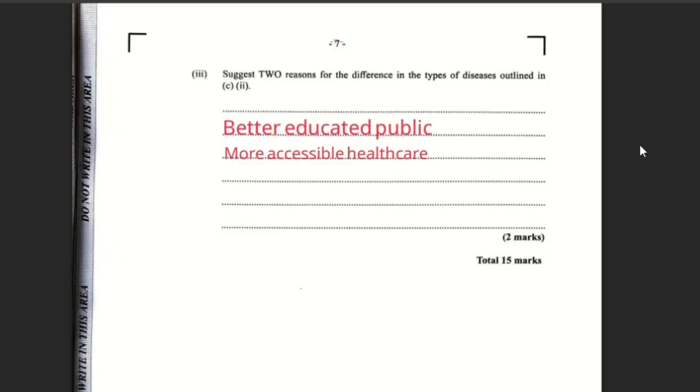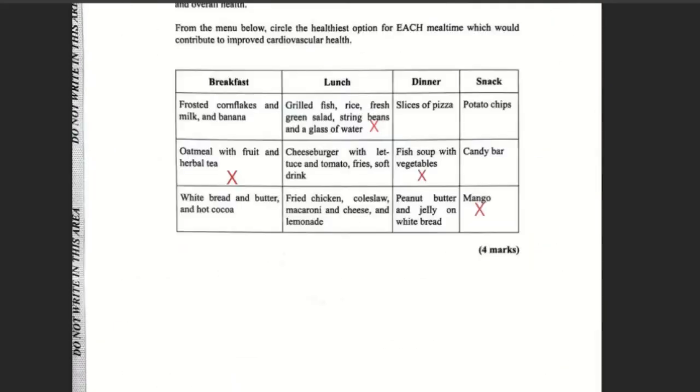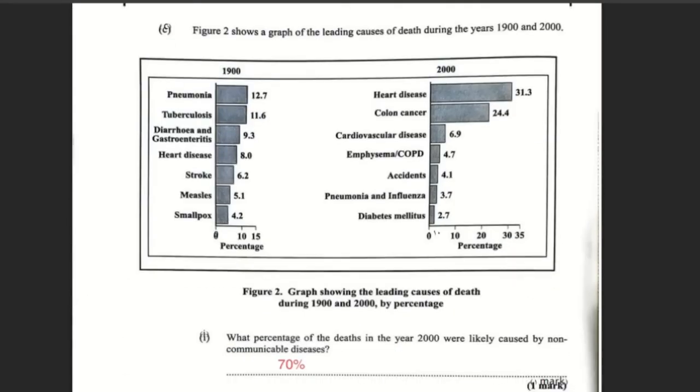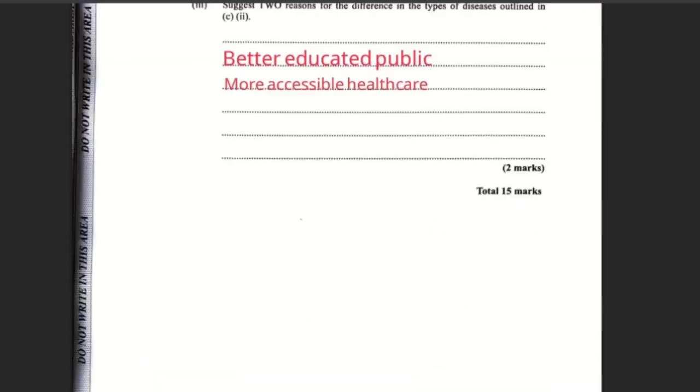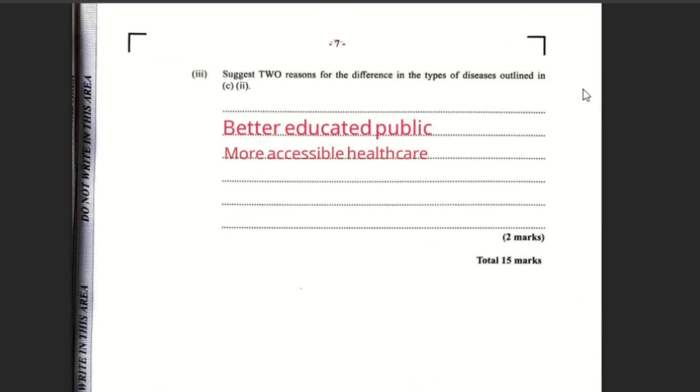So basically, it would not cause as much death. For example, if you look at the 1900s, you had a lot of people dying from these different infectious diseases. Now in 2000, fewer people are dying from infectious diseases because they have more access to healthcare. So instead of somebody just sitting down in their yard and waiting to die, they can go to the hospital and actually get treatment, and that would cause a decline in people dying from infectious diseases. So that would be the answer for this.